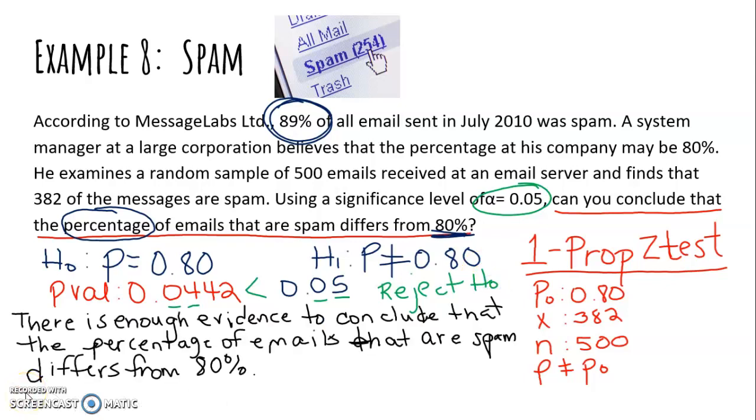And because we reject the null, that means that there is enough evidence to conclude that the percentage of emails that are spam differs from 80%. And if you had completed a 1 prop z interval to find the confidence interval, you would have found that 80% would not have fallen into it, because to agree with our conclusion, it would have to be different than 80%.